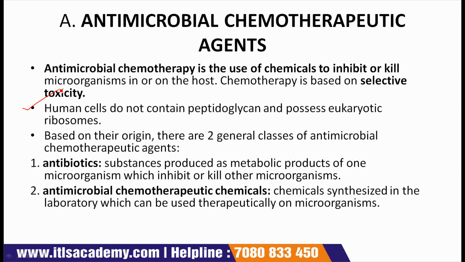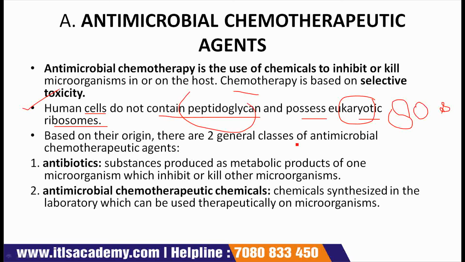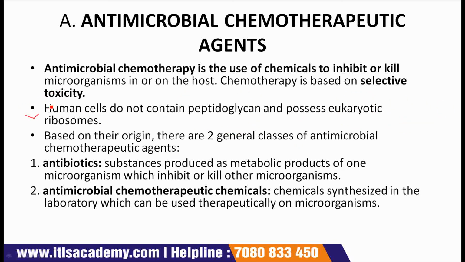Next point is human cells do not contain peptidoglycan and possess eukaryotic ribosomes. Therefore, due to absence of the peptidoglycan and presence of eukaryotic ribosomes, or we can say these are 80S ribosomes, the drug shows little if any effect on the host. We can say this is selective toxicity.